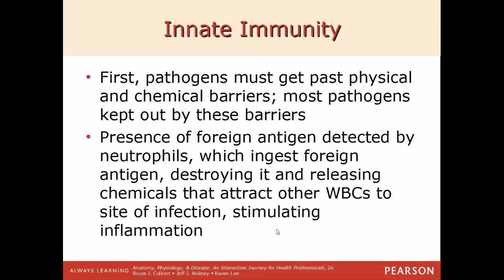Next, we'll talk about some more details of the innate immunity. First, pathogens must get past a variety of different chemical and physical barriers. Once they get inside your body, the presence of foreign antigens is detected by neutrophils, which will ingest foreign antigens, destroy them, and then release chemicals to attract other white blood cells to the site of infection, which will stimulate inflammation.